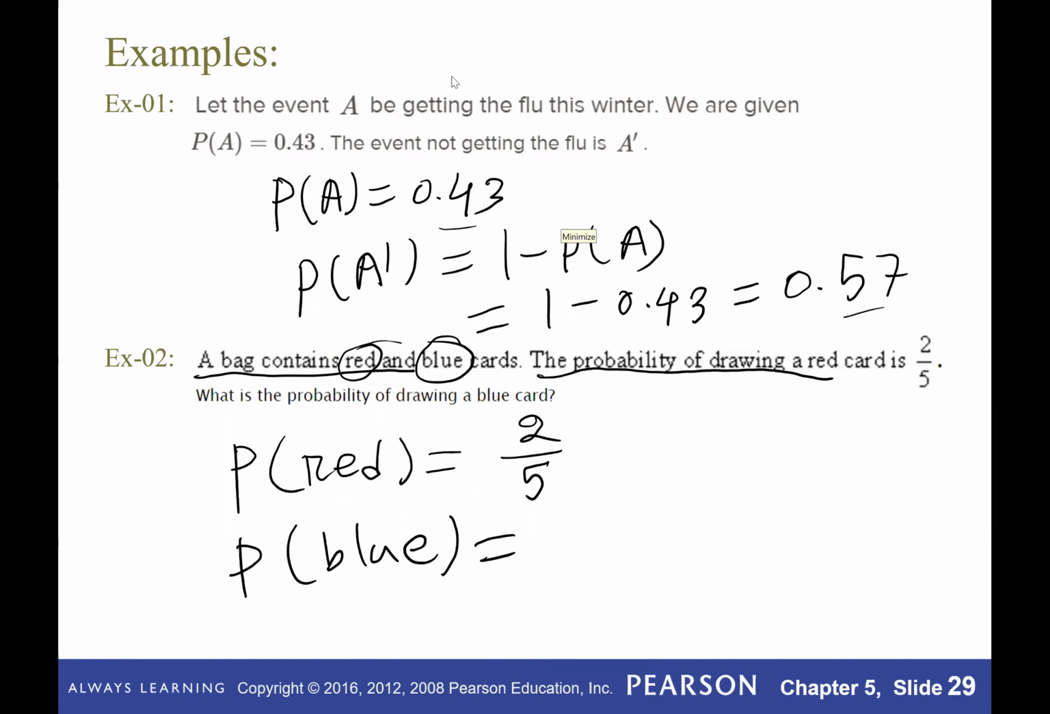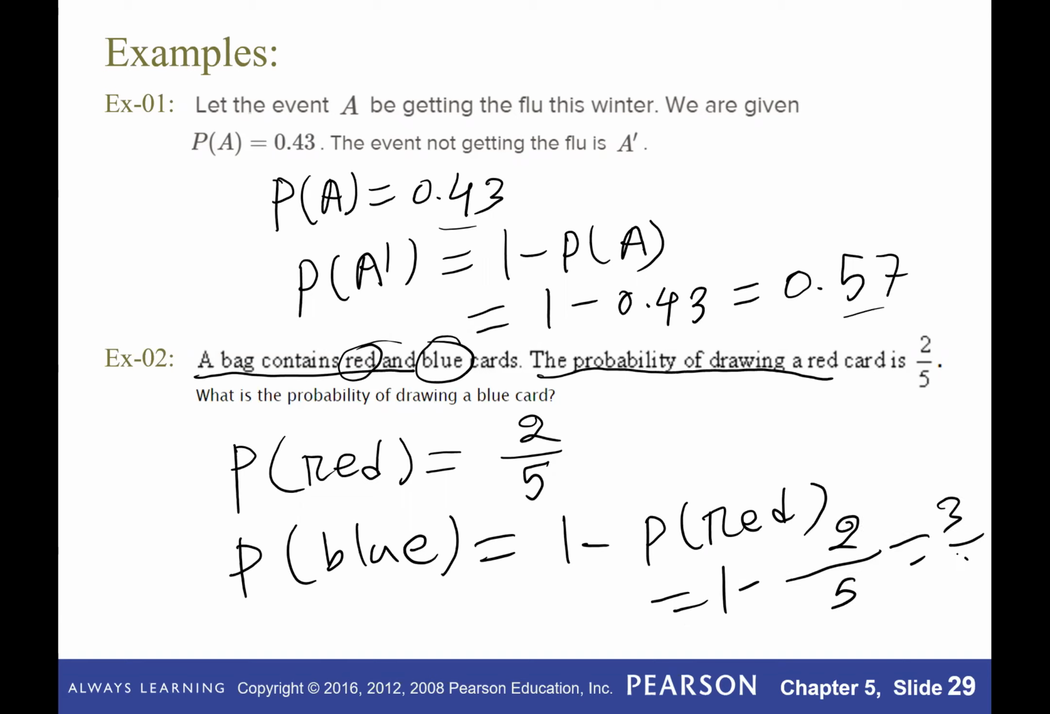Okay, I got a few answers: 3 over 5. Anyone else, or any other answer? Yes, 3 over 5. That's correct. Because it said that a bag contains only two types of cards, red and blue. So the complement of red is blue. We know the probability of red is 2 over 5, so the probability of blue is 1 minus the probability of red. That means 1 minus 2 over 5, which is 3 over 5.